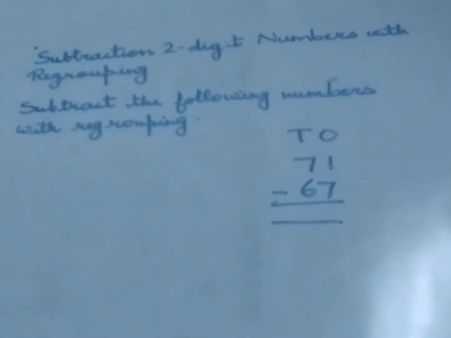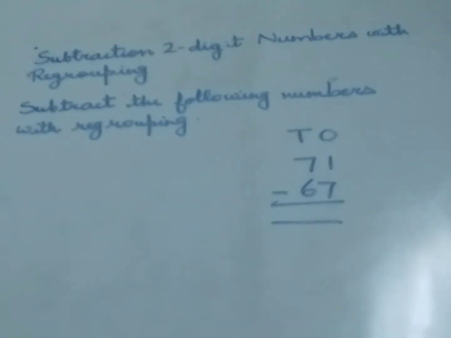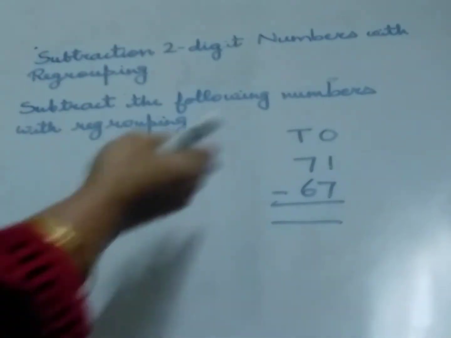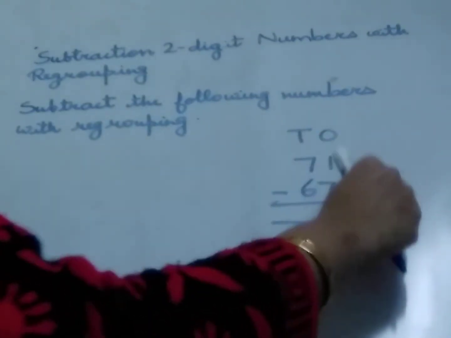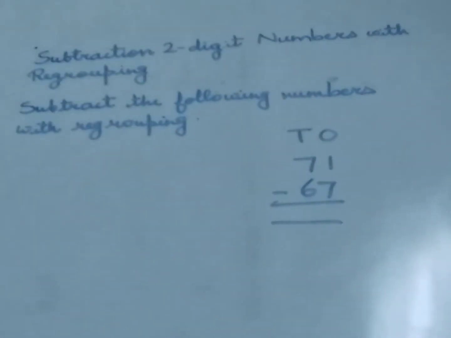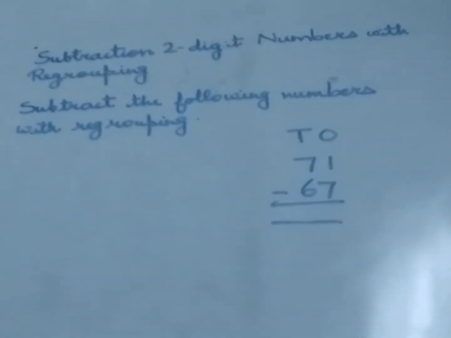Now let us do the following question. Subtract the following numbers with regrouping. Here the numbers are arranged in columns. So we have to subtract them with regrouping. How? Subtract the ones first. Now we cannot subtract 7 from 1.